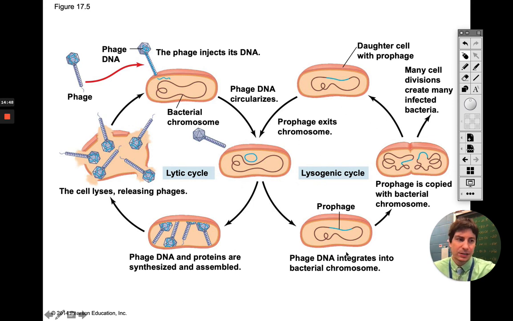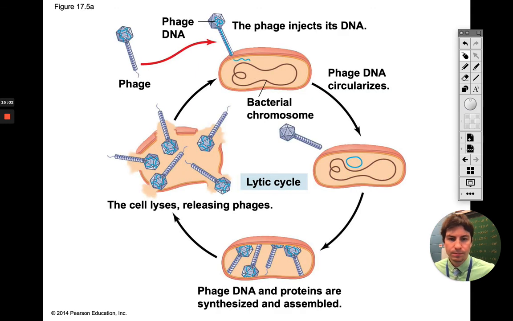The bacteria cell's like, oh, I'm fine, I'm good. So the bacteria cell just keeps reproducing and making more cells with that infected DNA in it, and then they all switch over to the lytic cycle, and there you have it. All right.